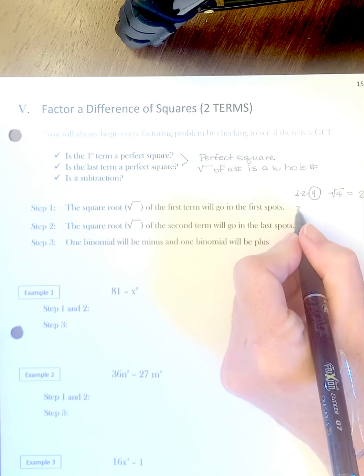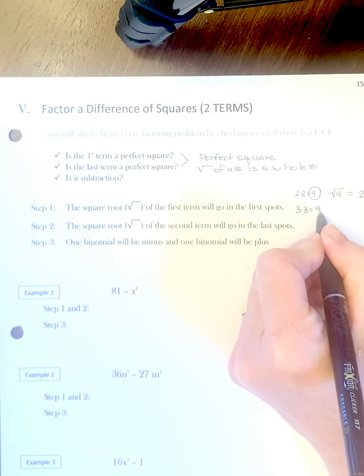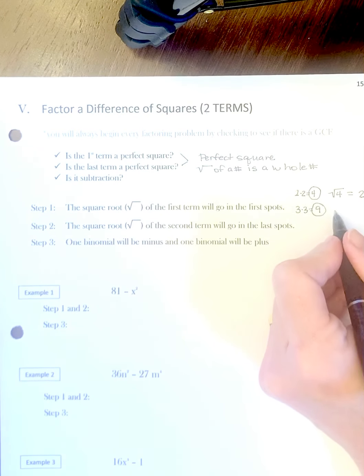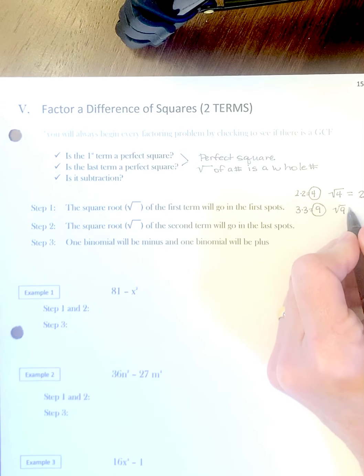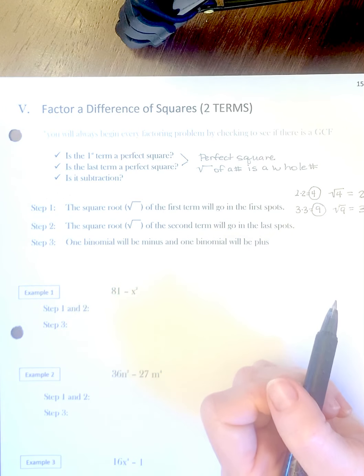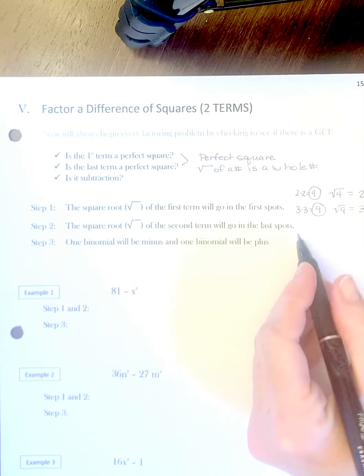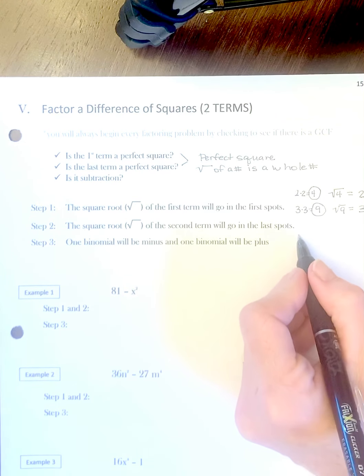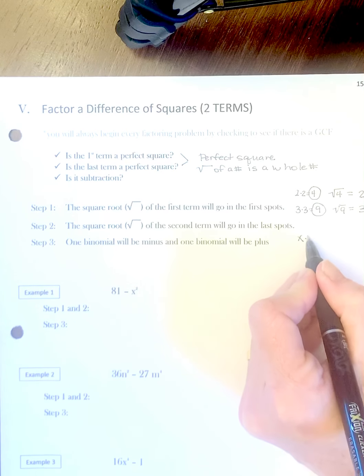Okay, 3 times 3 is 9, right? Let's look at the number 9. Is 9 a perfect square? Well, when you take the square root of 9, do you get a whole number? Yes, so 9 is a perfect square. So I think you get the idea, but that also works when you have variables. So let's look at variables.